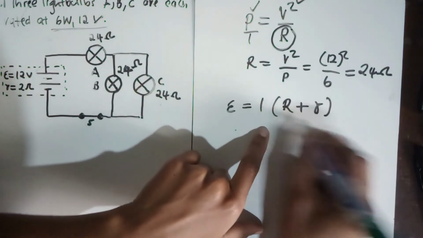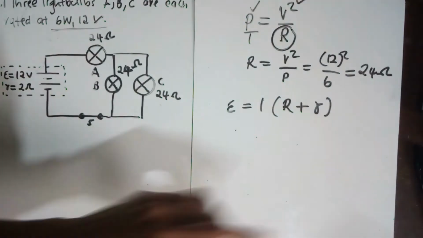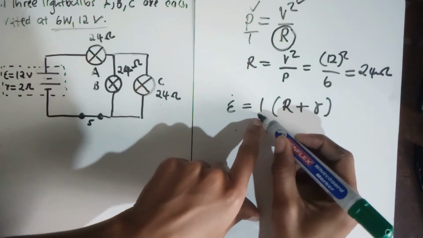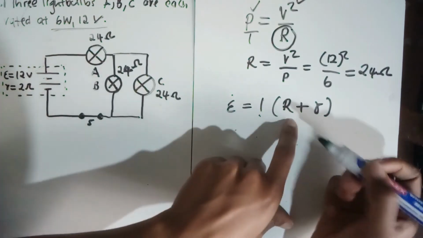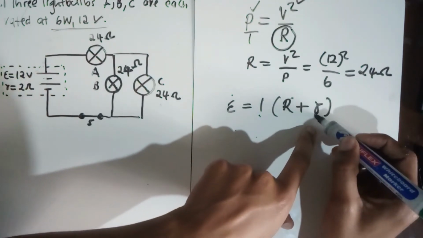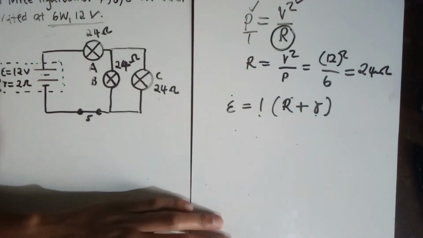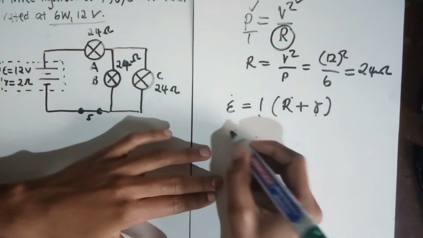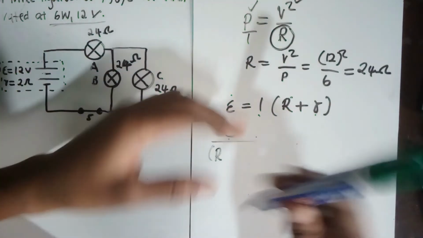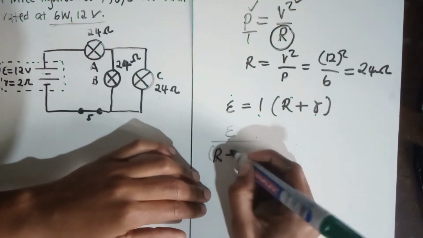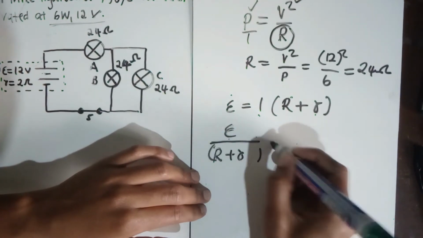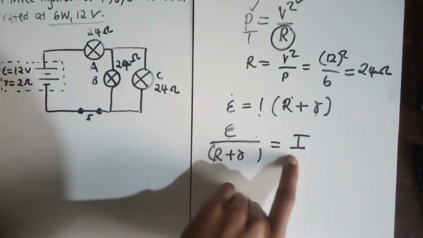If you don't know how I got here, please refer to the previous lesson that we did. So I know what the EMF is. I'm looking for the total current in the circuit. I can find what the total external resistance is. The internal resistance is given to me. So meaning I'm looking for the current, so the current would be the EMF over R plus r, and then we'll find the value of our current.